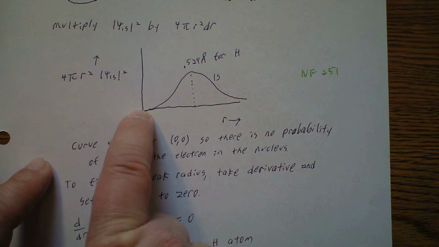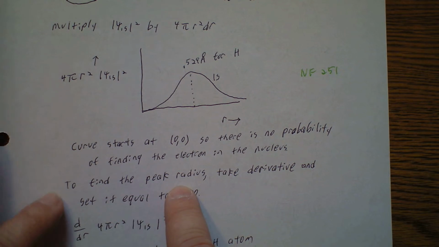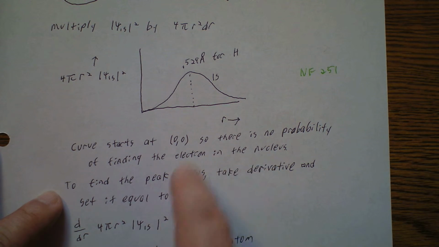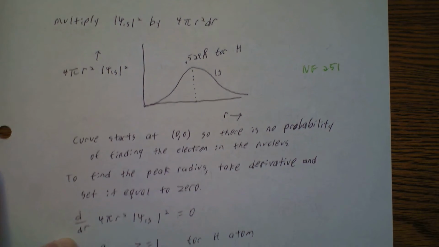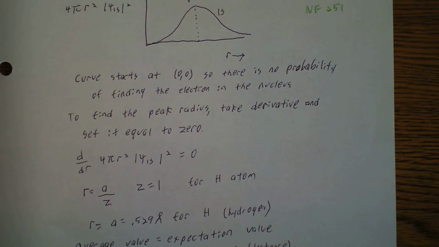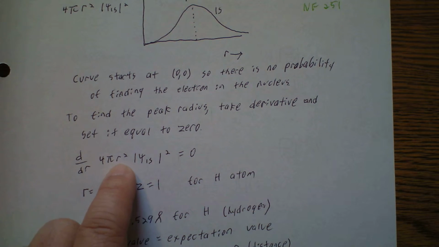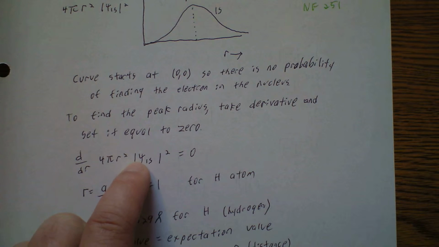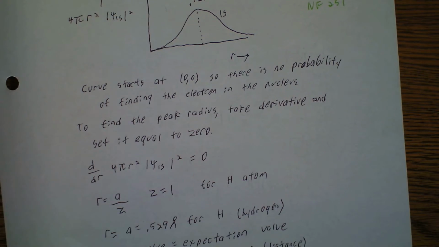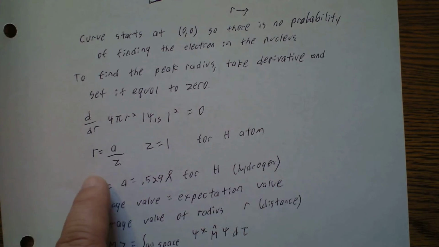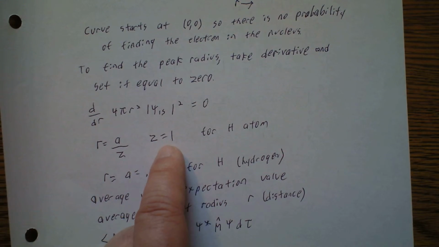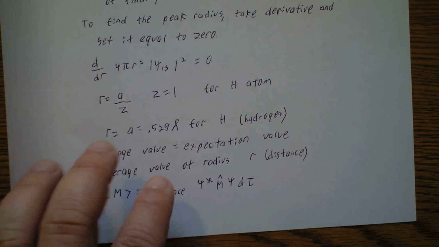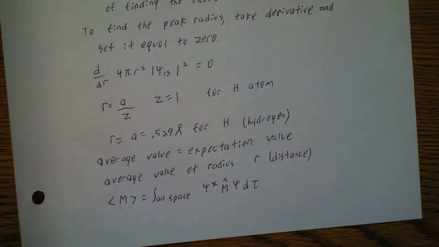And likewise, we're going to find the peak radius, just take the derivative and set it equal to 0. Hopefully you learned that in differential calculus, like the first few weeks. So the derivative with respect to radius of 4 pi r squared times this psi of 1s squared is equal to 0. So then we get r is equal to a over Z. Z is equal to 1 for hydrogen atom. r is equal to a is equal to 0.529 angstroms for hydrogen.